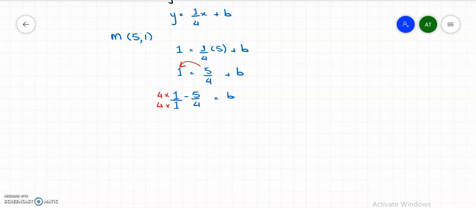Now we have 4 times 1 is 4 over 4 times 1 is 4, subtract 5 divided by 4 equals b. Now you see the denominator is the same, just subtract the numerator. So 4 subtract 5 would be -1 by 4. That is my b value. So we are done with the b value. Now just plug the b value back into the equation and get the equation of the median from vertex A. So we have y equals 1 by 4x plus the b value, that is -1 by 4. So that is the equation of the median from the vertex A.